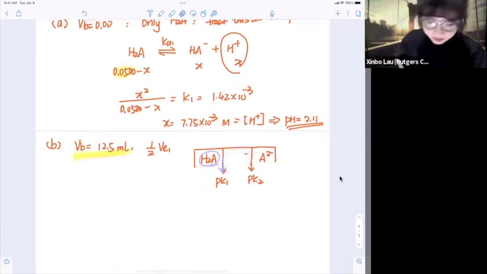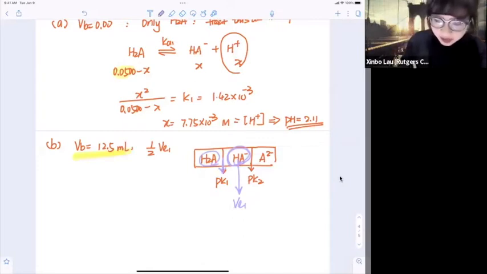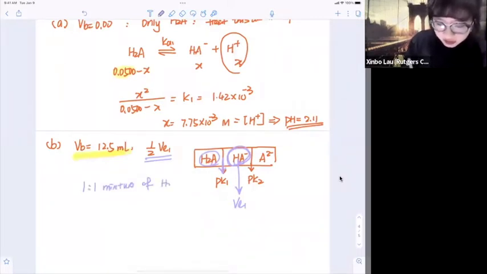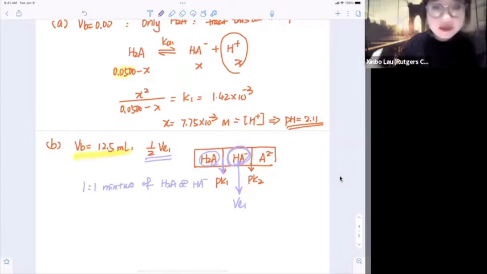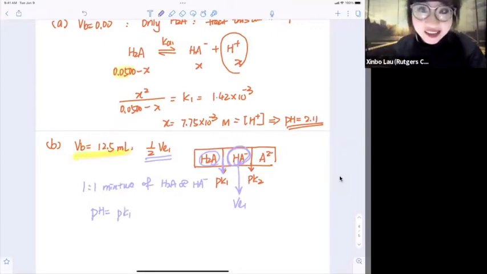Let me label that: here is your VE1. Now, halfway to the first equivalence point, I have a 1-to-1 ratio mixture of H2A and HA minus. Again, we know this is a landmark where pH equals pKa1. Why is that? Because you use the Henderson-Hasselbalch equation. If you have a 1-to-1 ratio, what happens?